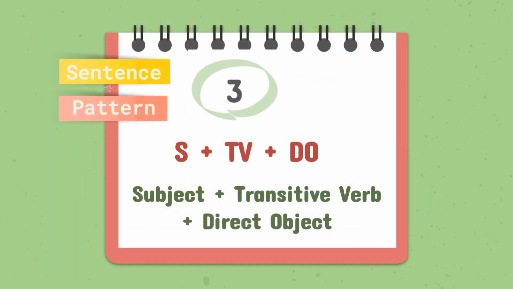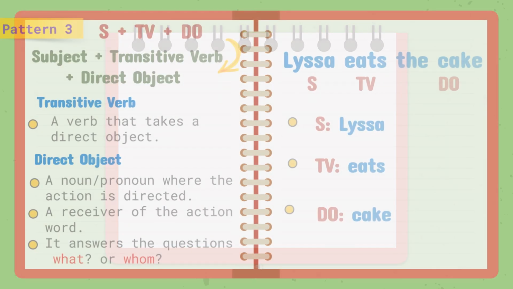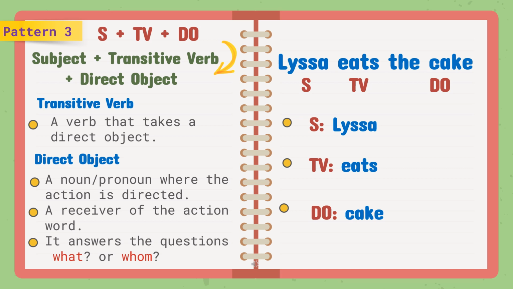The third sentence pattern is the STVDO. S stands for subject, T for transitive, and DO stands for direct object. A transitive verb is a verb that takes a direct object. To recall what is a direct object, it's a noun or a pronoun where the action is directed. Direct object is the receiver of the action word. It answers the questions what or whom. For example, Liza eats the cake. Liza is our subject, eats is a transitive verb because it has a direct object, the cake.